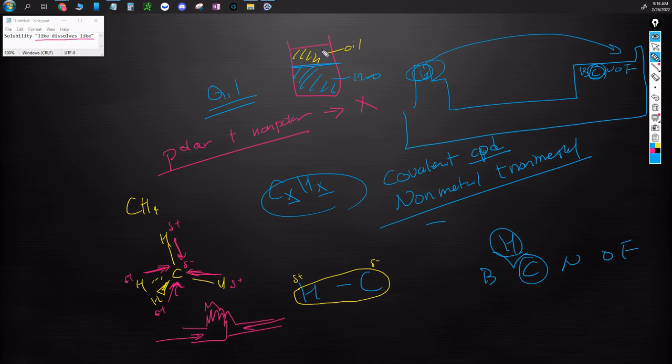If you were to put some kind of crude oil that you pull out from the ground, that has a much higher density than water. Therefore, that crude oil will actually sit below water. So it's all about density. That's the only difference, right? So that's where the 'like dissolves like' is coming from.